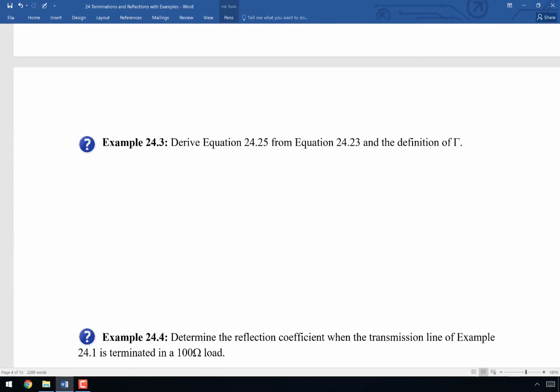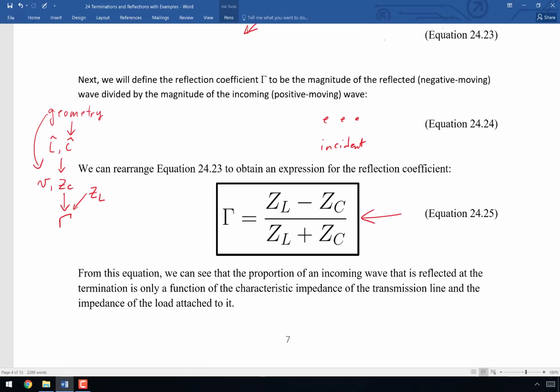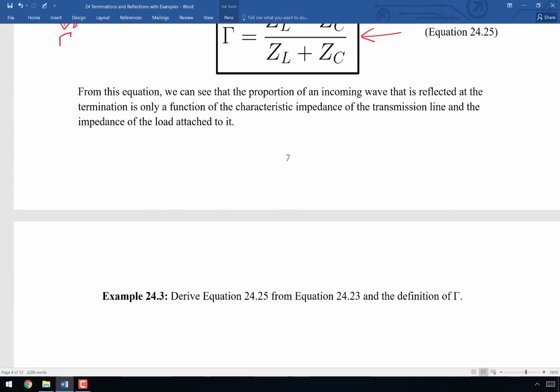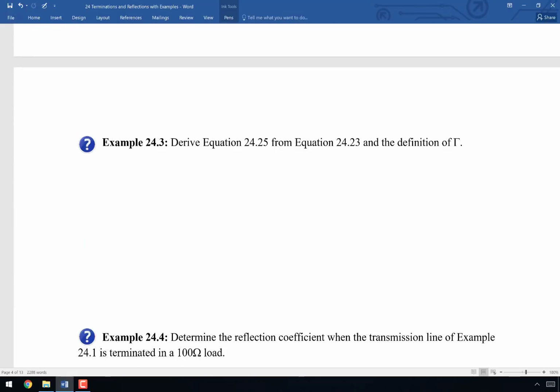Oh yeah, I said you can derive this boxed equation from equation 24.23, but I don't want you to wonder how that's done. It's really not a mystery. So let's do that one together. Z sub L equals Z sub C times A plus B divided by A minus B. That's our starting point. I'm going to multiply both sides through by A minus B. So I have Z sub L times A minus B equals Z sub C times A plus B.